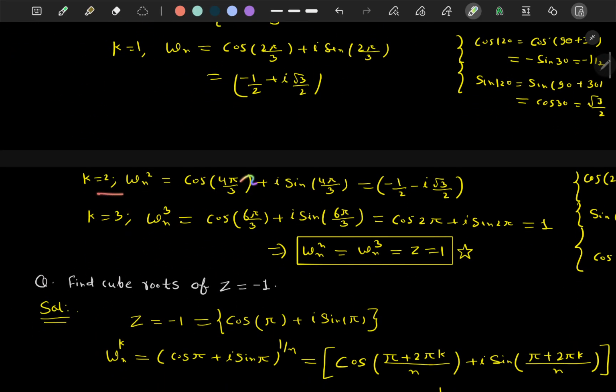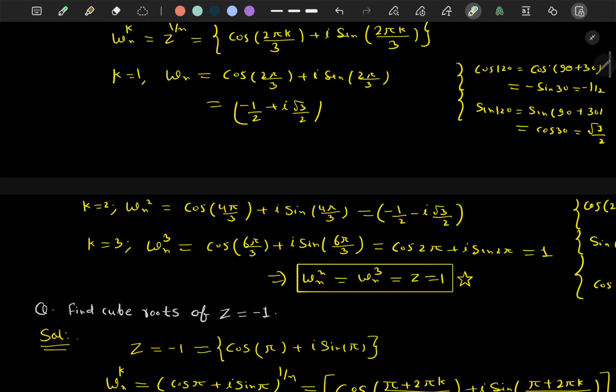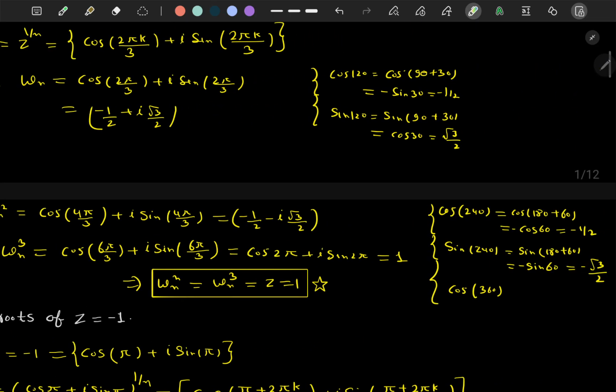Put k equal to 2. So you will get cos of theta plus 2 pi k by n. Theta is 0, 2 pi k by n. n is 3 and 2 pi k is 4 pi, so 4 pi by 3. When k equal to 3, it will be 6 pi. Now cos 4 pi by 3. What is cos 4 pi by 3? If you know, it is very good. If you don't know, then I am explaining again.